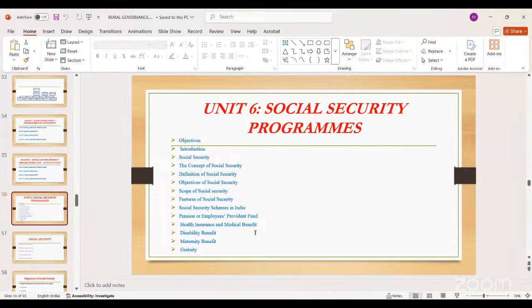Okay. Then the next important thing is the concept of social security. If we look at it from a universal sense, then social security basically refers to a kind of safety or protection which is delivered by the society to its members against some mishaps or accidents over which a person has no control, right?